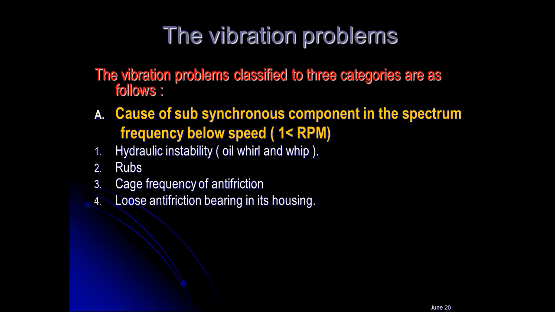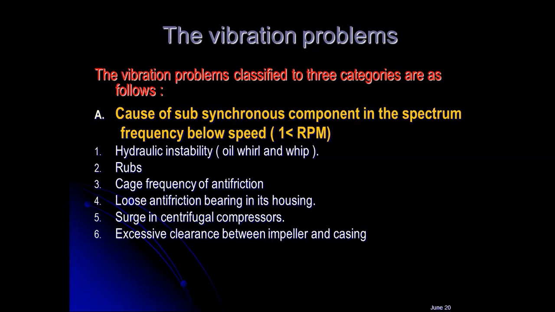Looseness, or a loose anti-friction bearing in its housing, always appears at 0.5 of the running speed, half of the RPM. And the surge in a centrifugal compressor and excessive clearance between the impeller and the casing, its recirculation, always appears at 0.3 to 0.4 of running speed.